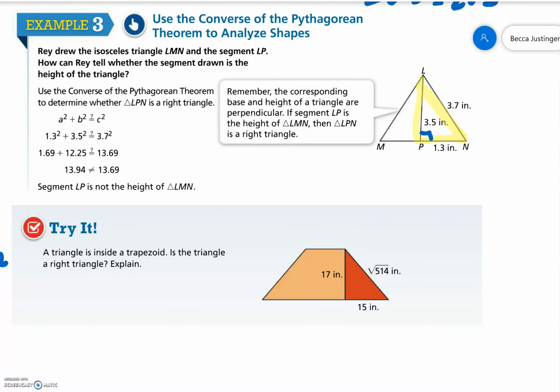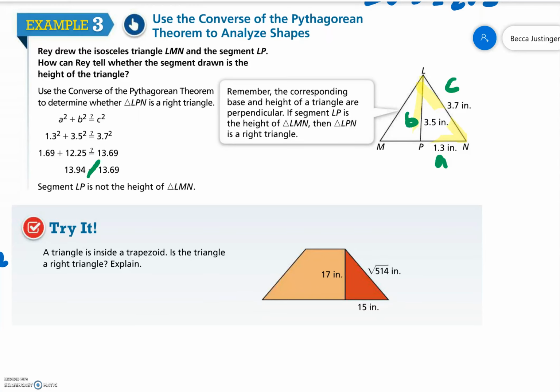So a squared plus b squared equals c squared. We know 3.7 has to be c. That's the longest side. It's the one that's across from what would be the right angle. Then we can make 1.3 a and 3.5 b. Plugging them into the formula, we end up getting 13.94 is equal to 13.96, which is not true. Erase that right out of there. It is not a right angle, meaning it is not a right triangle, meaning segment LP is not the height of LMN, even though it looks like it. So please don't be tricked by pictures.